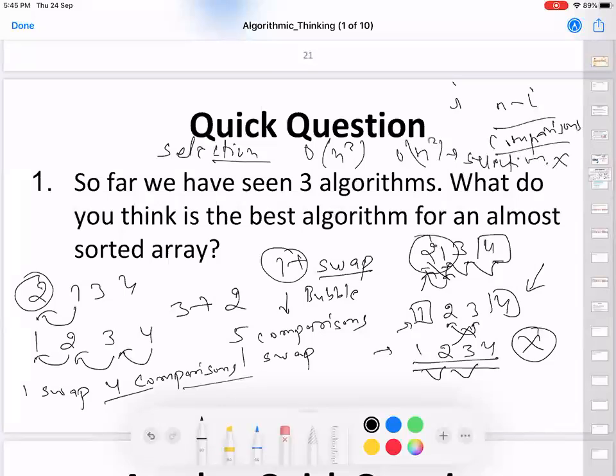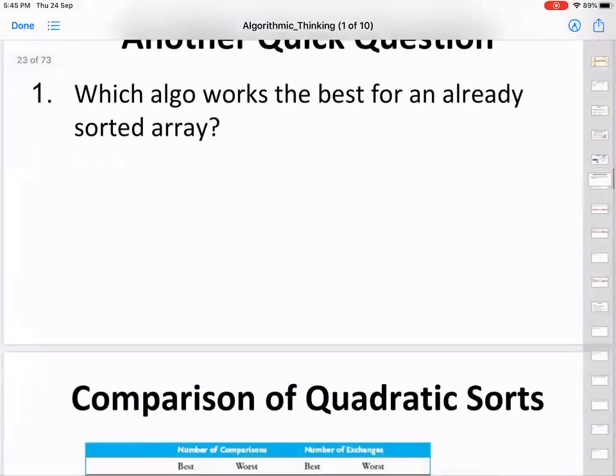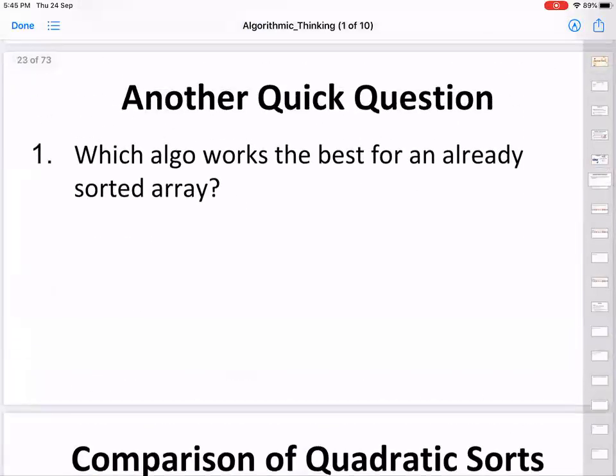So selection sort is the worst performing algorithm, also for a nearly sorted array. The best algorithm for that is insertion sort. Now, just a variant for this question: what if your array was exactly sorted? Which one is the best algorithm?